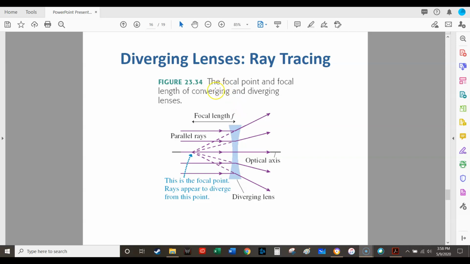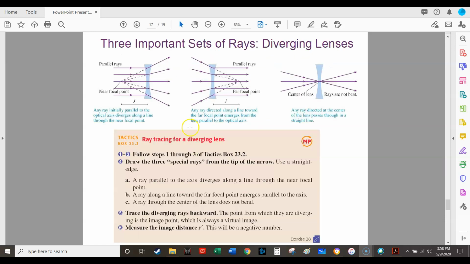Okay? So again, with a diverging lens, light rays coming from left to right hit the lens and then they refract through. But rather than converging, they're going to be diverging away from the focal point on the other side of the lens and basically creating a virtual image on the same side of the lens as the object. Okay? So again, you're going to be following the same steps that you did before. You're going to trace the optical axis. You're going to then draw.